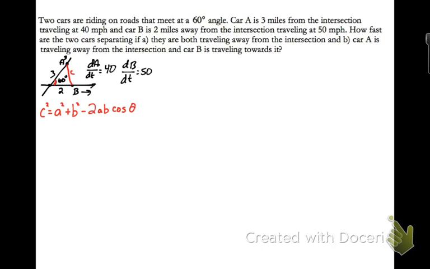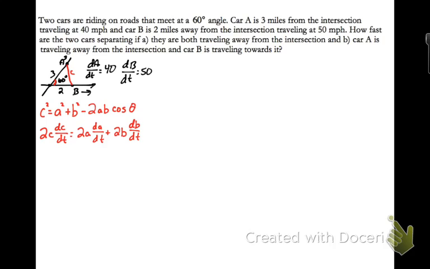And what we want to know is how fast the cars are separating. So what we want to know is dc/dt. Well, if I take the derivative of this, I'll get 2c dc/dt, and that'll be equal to 2a dA/dt plus 2b dB/dt. Now we've got some power rule stuff to use.